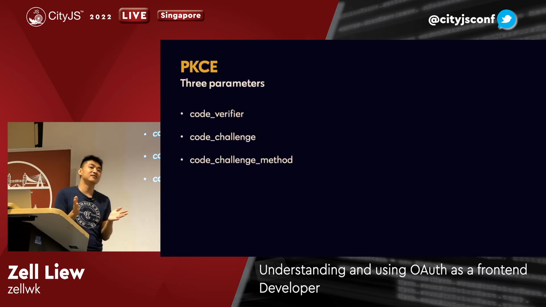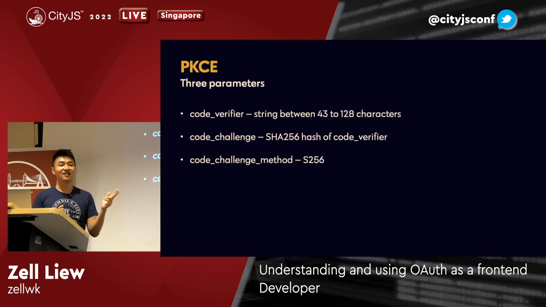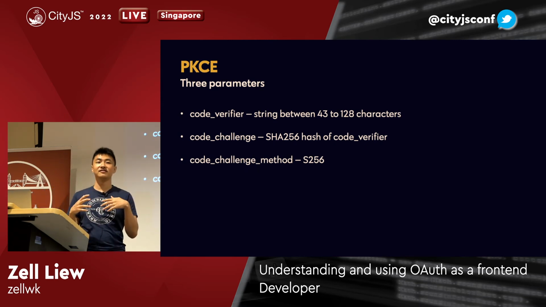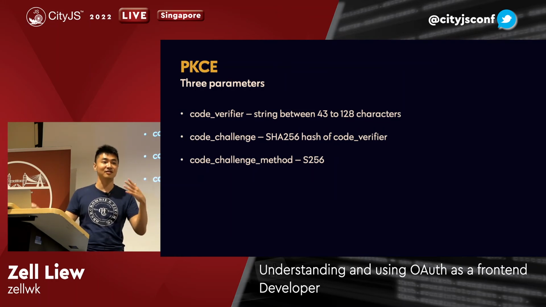So for PKCE to work, you need to add three additional parameters. One is called code verifier. The second one is called code challenge. The third one is called code challenge method. A code verifier is a random string between 43 to 128 characters. It should be random because then different people logging in from your app would have different strings and they will not be confused with each other. If it's random, nobody can guess the string and nobody can hack it, which is why it is considered to be secure.